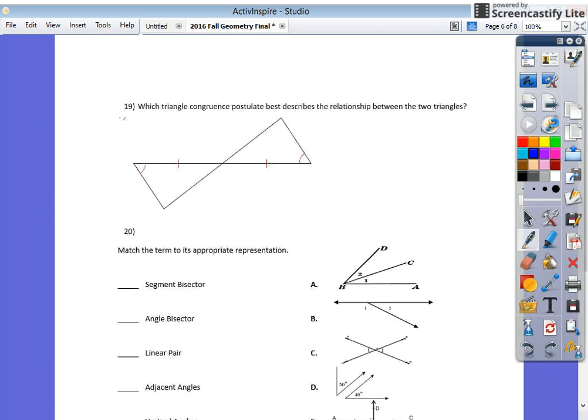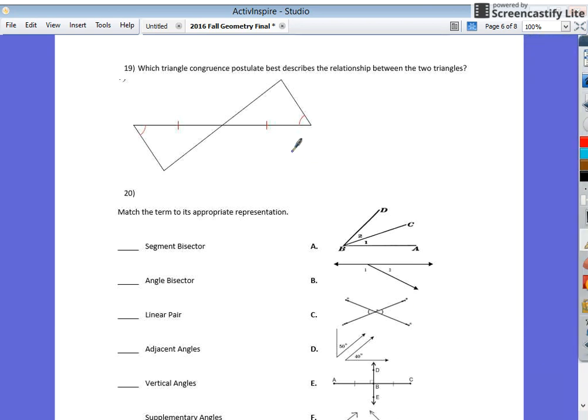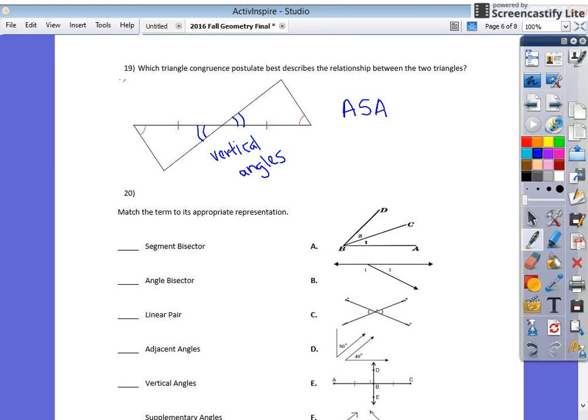Number 19, we have which triangle congruence postulate best describes the relationship between the two triangles? Again, we have vertical angles. Vertical angles are congruent to each other. You're going to have to recognize that. Again, they're not going to be marked for you. So you're going to have to recognize those. So we would call this one ASA, or angle side angle.